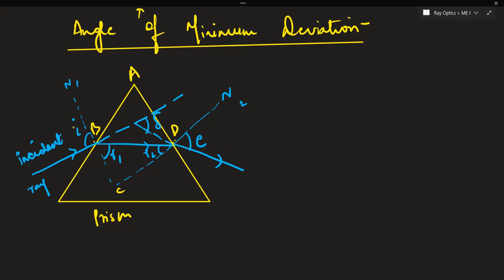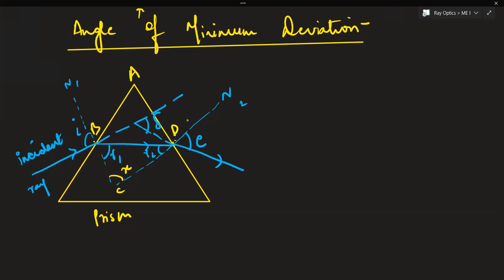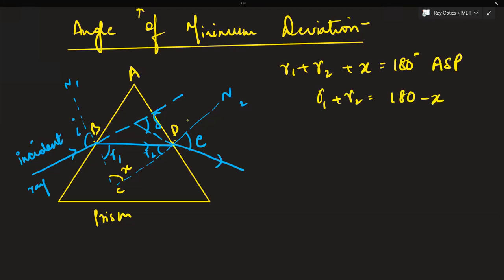Secondly, C class, if you look at this quadrilateral ABCD, then this angle, let's say this is some X angle, this is some X angle. So R1 plus R2 plus this X is equal to 180 degrees using the angle sum property. So R1 plus R2 will be equal to 180 degrees minus X. Fine. So this is one thing that we have. If you look at this quadrilateral ABCD, opposite angles have their sum as 180 degrees.